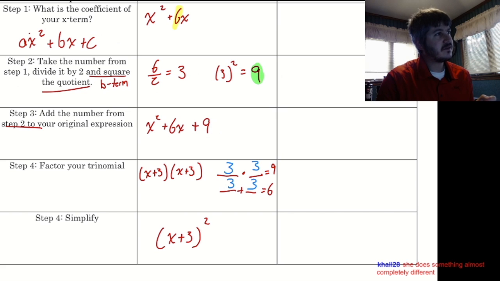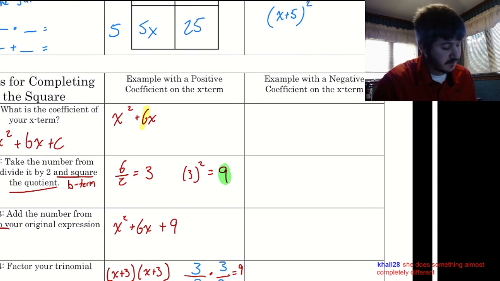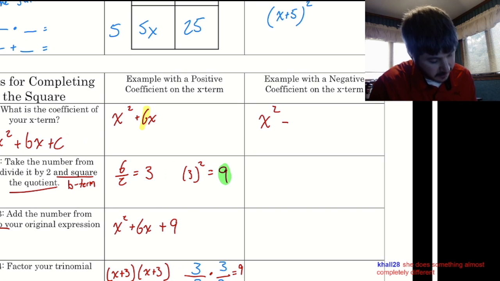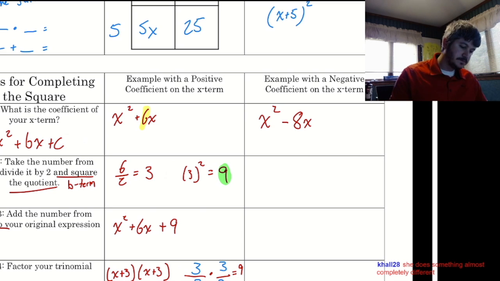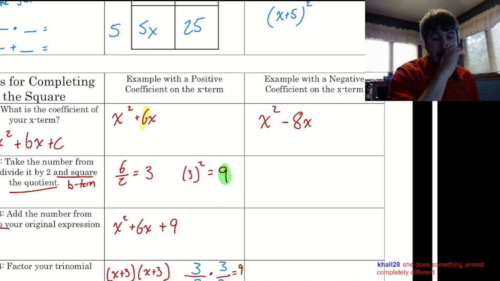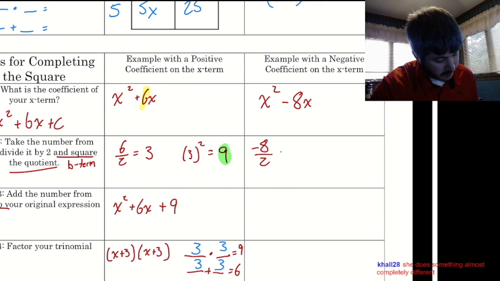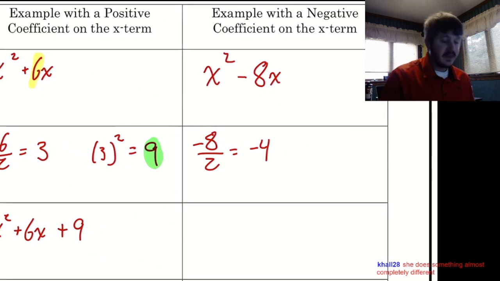Let's take the negative. We're going to do another example, but with a negative x term. So we're going to do x squared minus, I'll do 8x. We're going to follow these processes exactly the same. We're going to take that b term, which is -8. So you're going to take -8 and divide by 2, and you get -4. Then you're going to square that.